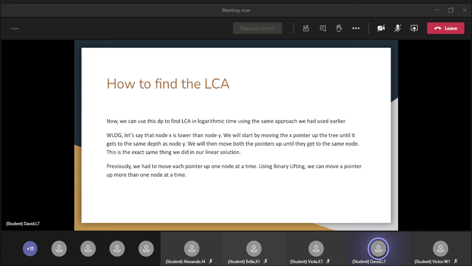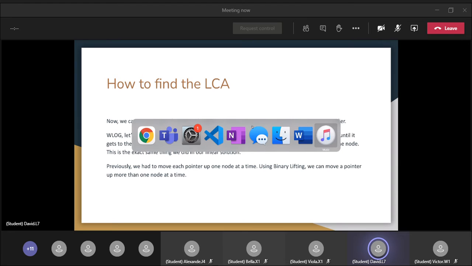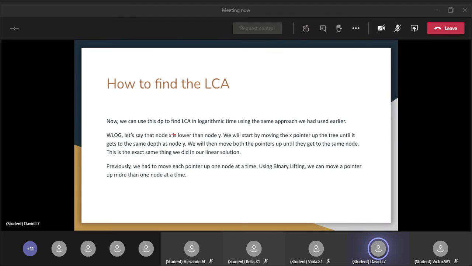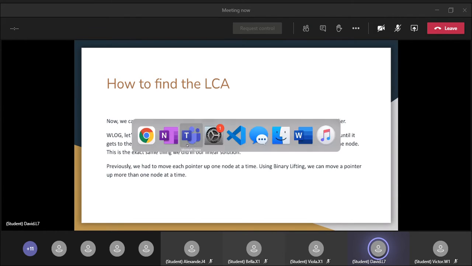And this is basically the exact same thing that we did in our linear solution. The only difference is that previously we had to move each pointer up 1 at a time. But using binary lifting, because we know the 2 to the power of 5th parent of a node, right? We can move a pointer up more than 1 node at a time. So this is kind of hard to illustrate on PowerPoint, so I'm just gonna draw this out, right? So the first step would be to move node X up until it gets to node Y, right?